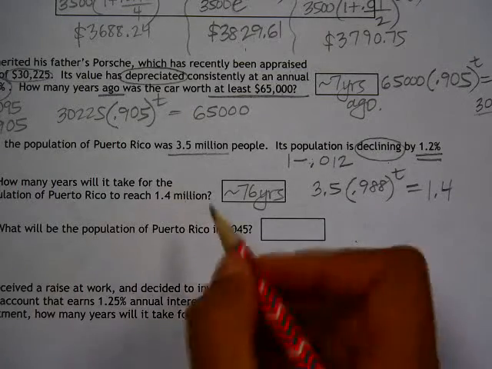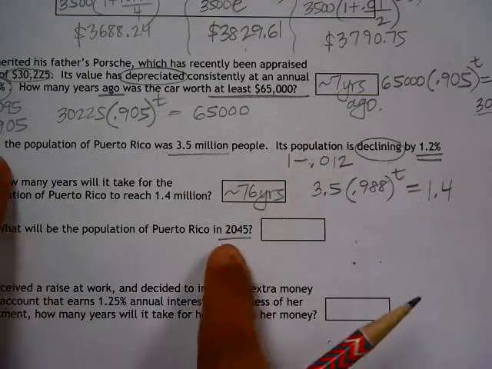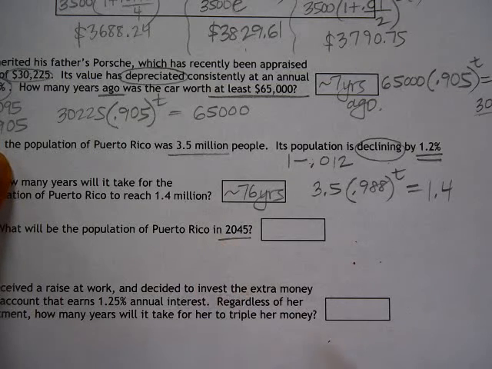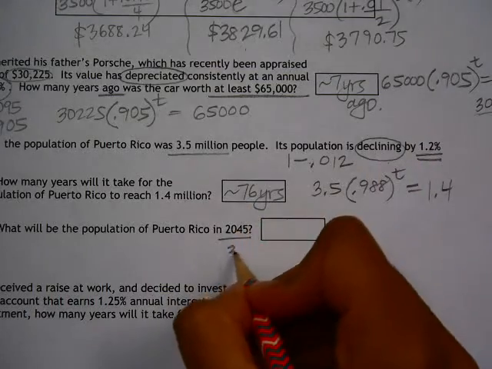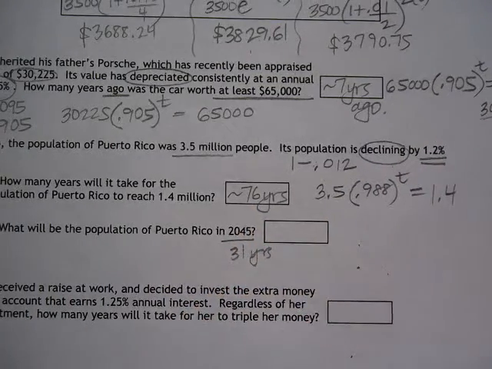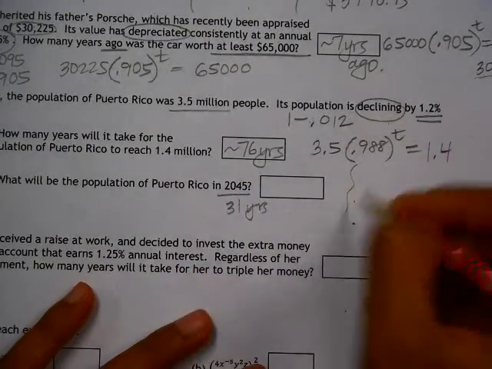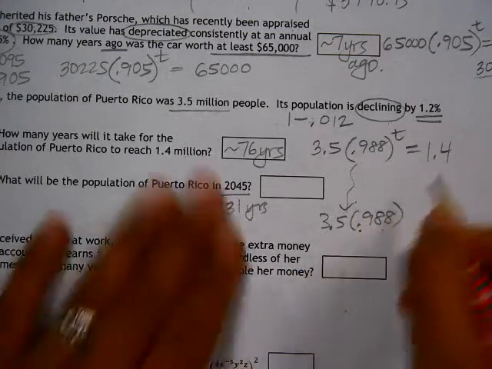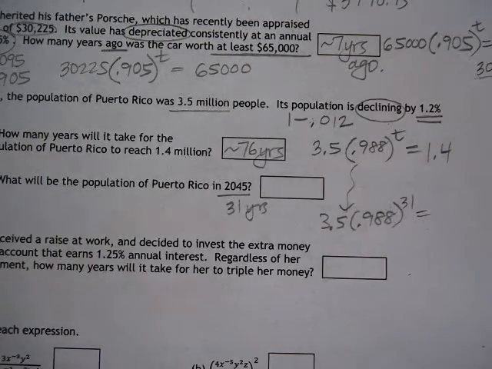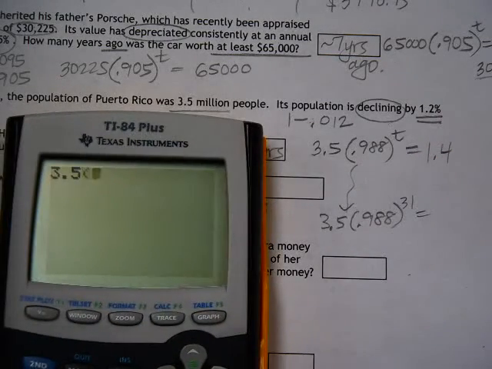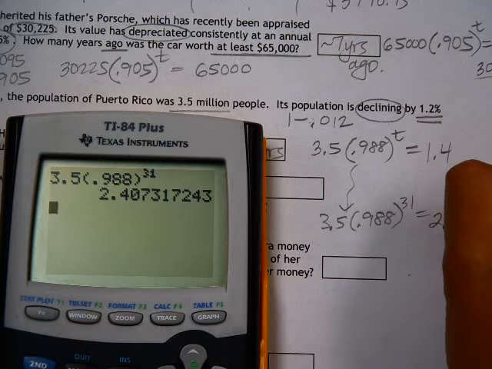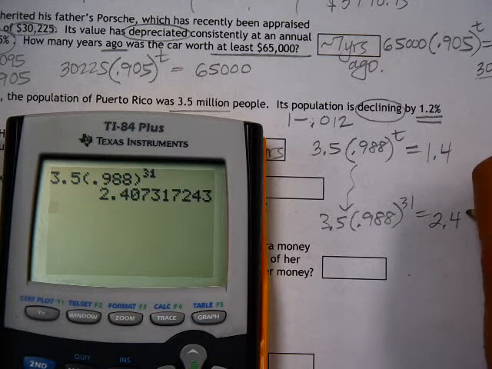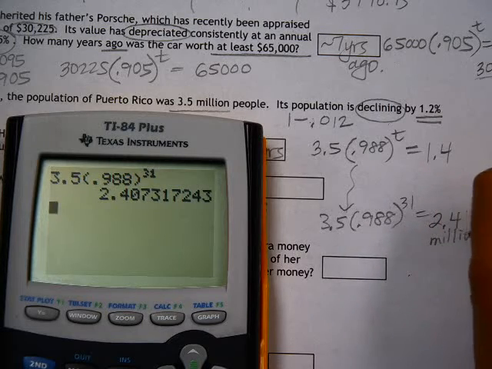What will be the population in 2045? So between 2014 and 2045 is a total of 31 years. So using our same equation here, 3.5 times 0.988 to the 31st power is approximately 2.4 million people.